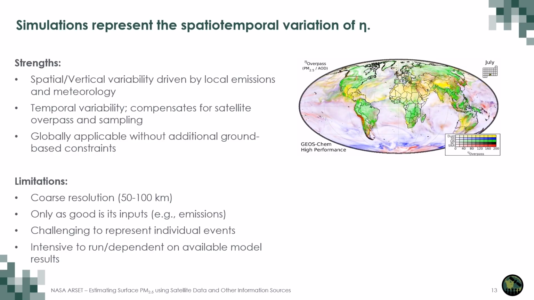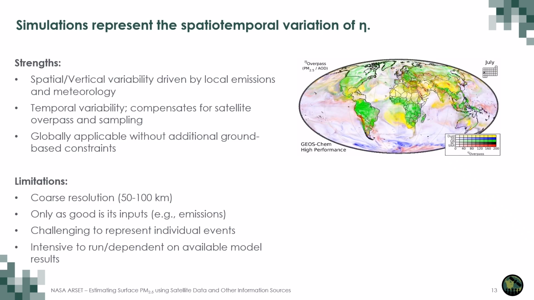Counter to these advantages, of course, a CTM inherently has limitations to its resolution, whether by code structure or resource limitations, and most global models are typically run at a resolution on the order of 100 kilometers or so. Any model is also, of course, only as good as the inputs that go into it, and regional uncertainties in emission inventories or meteorology will impact the quality of the simulation.